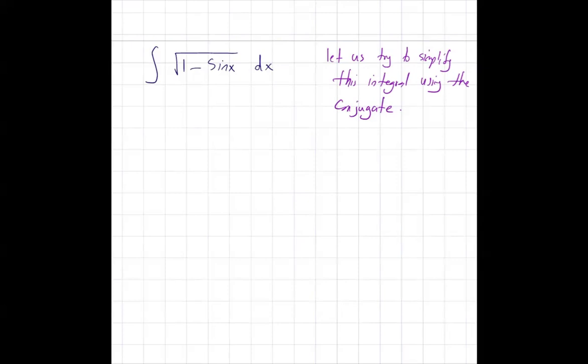So first of all, from algebra, if you have a term like a minus b, its conjugate is a plus b. If the term or the quantity is a plus b, its conjugate is a minus b. So you only flip the operation. Okay, so here I have 1 minus sine x. Its conjugate is going to be 1 plus sine x.